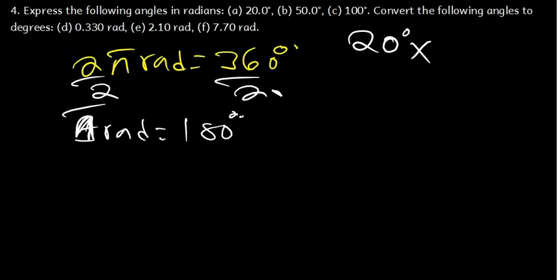I want to convert this into what? Into radians. So I'm going to say times, in 180 degrees, how many radians are there? We've got pi radians. Okay?